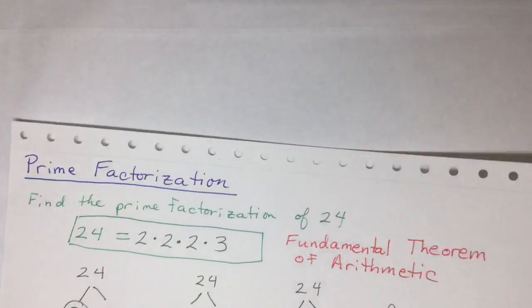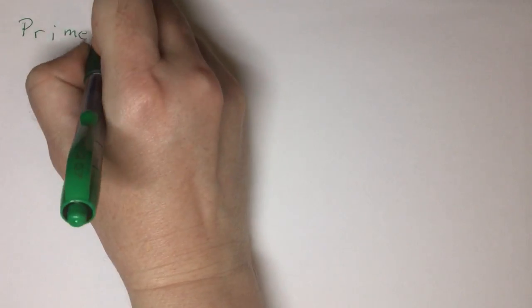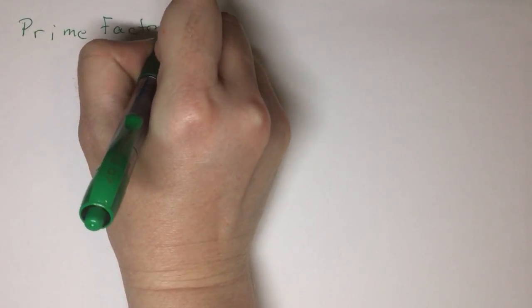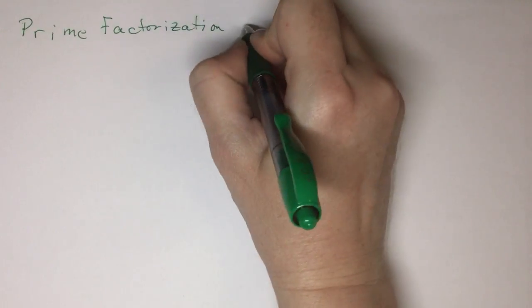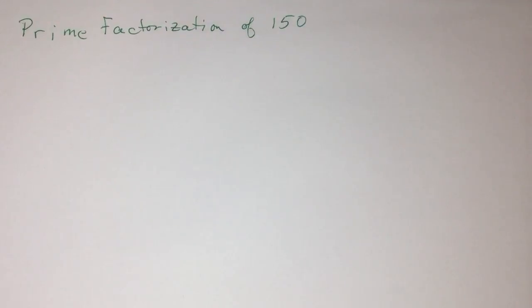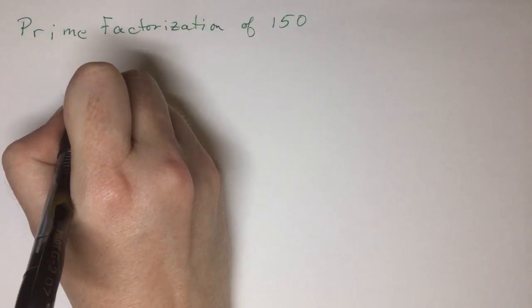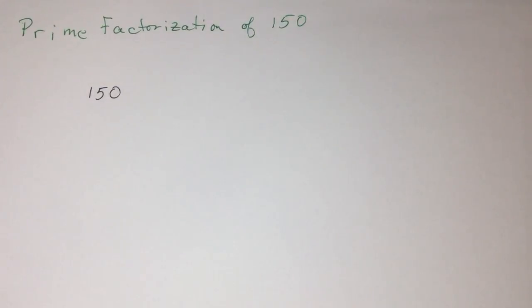Okay. So let's check a couple others here. If I'm trying to find the prime factorization of 150, well, we know that if we use a factor tree, there are a number of different factors we could start with. We don't need to start with a prime, we just need to start with any two numbers.